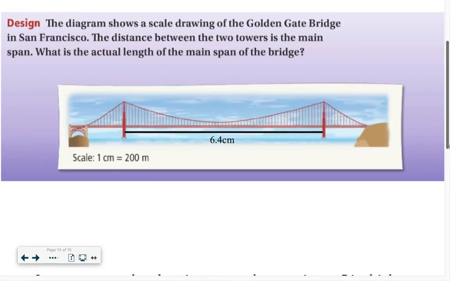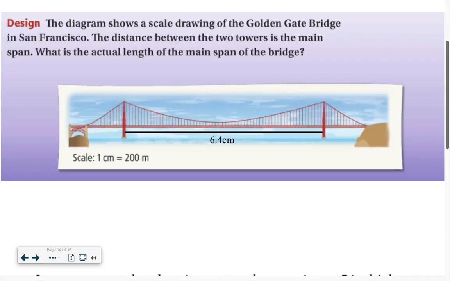Skip all that front stuff. We got a bridge in San Francisco. It's called the Golden Gate Bridge. The distance between the two towers is the main span. I want to know the actual length of the main span of the bridge. In my drawing, it is 6.4 centimeters. We got to convert that to meters.